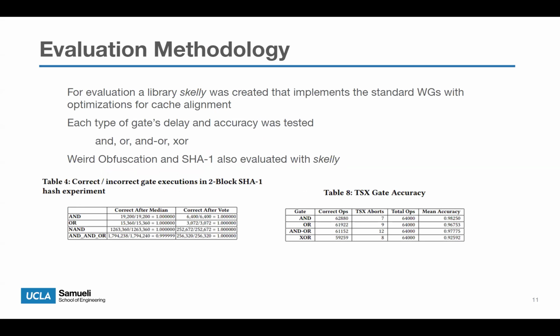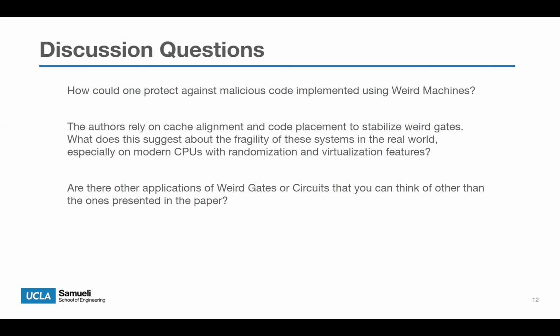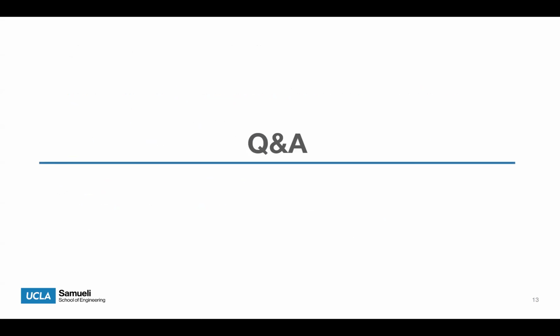And then their evaluation methodology. So they create this library, Skelly, which references those different parameters that they can use, and implement a bunch of different gates: AND gates, OR gates, XOR gates, so they have a full complement and can do any computation. And then they evaluated the accuracy of these gates and the delay of these gates. And then they talk about the weird obfuscation circuits and how they were able to create a reverse shell and exfiltrate passwords without being detected. And then we have some discussion questions, and if you guys have any questions for us.